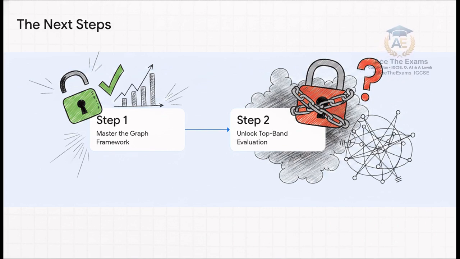Step 2, unlocking the top-band evaluation skill for linked practicals, remains completely locked. When Cambridge throws a complex linked data analysis practical at you, one where multiple variables interact and you actually have to evaluate the experimental design itself, the framework we just covered is only half the battle. You need specific, high-tier evaluation skills to guarantee those final, boundary-pushing marks. And that final, crucial missing piece? It is only found in our next explainer.